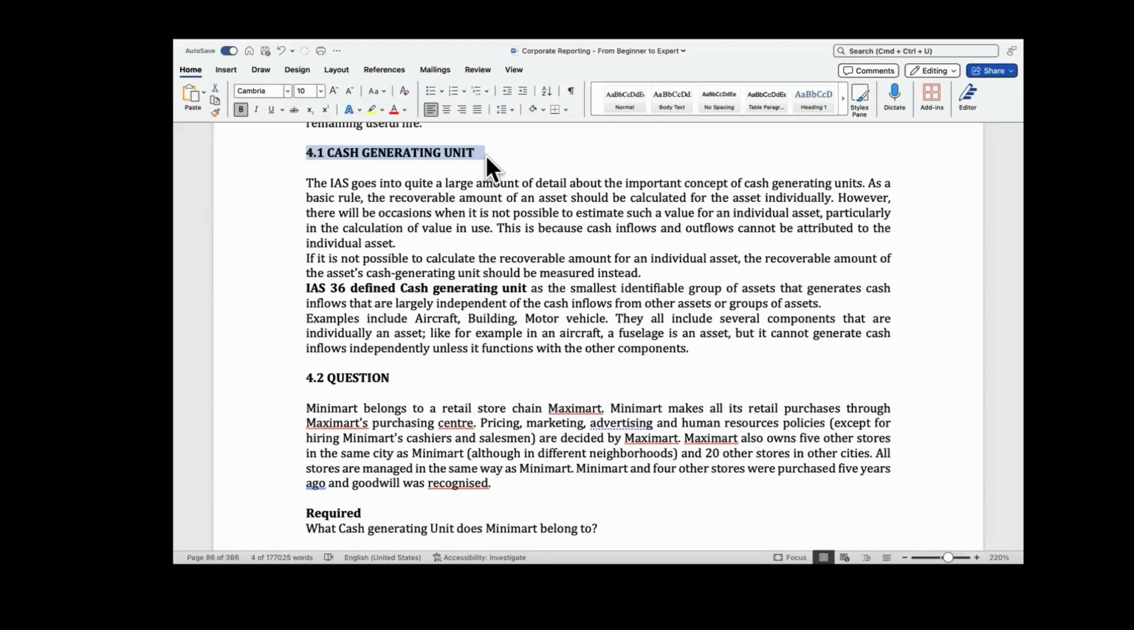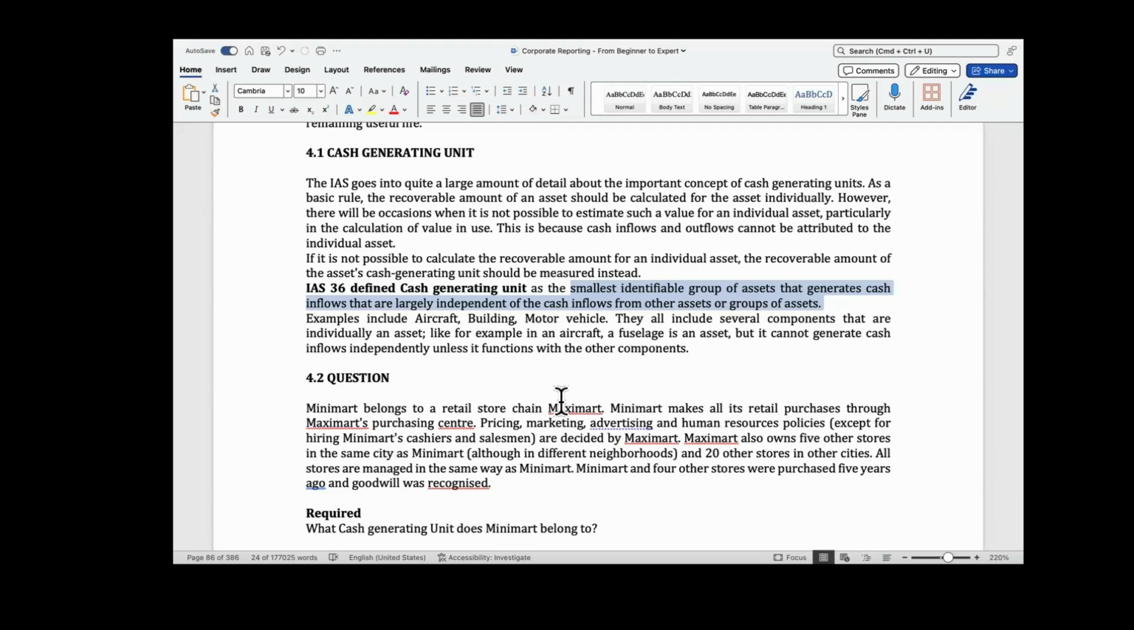So the standard says that when you have that kind of challenge, then you need to group assets together. The standard defines a cash generating unit as the smallest identifiable group of assets that generate cash flows largely independent of the cash flows from other assets or groups of assets. So you have to identify the group of assets that generate cash flows together. Then you put those together, and you'll be able to get how much money they are going to make, and then you'll be able to get their value in use.